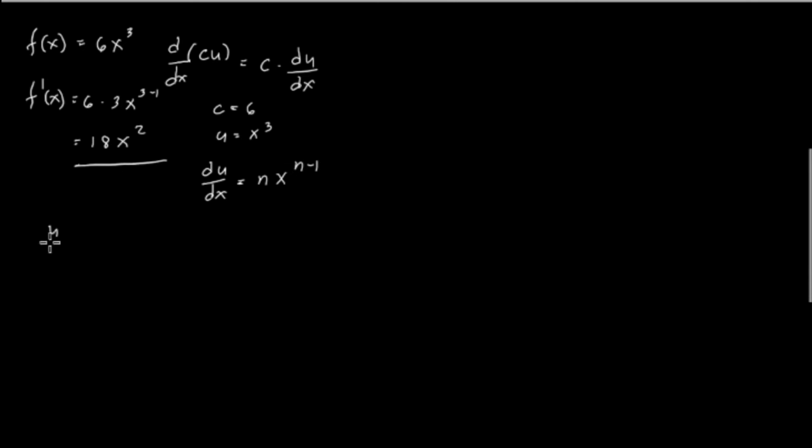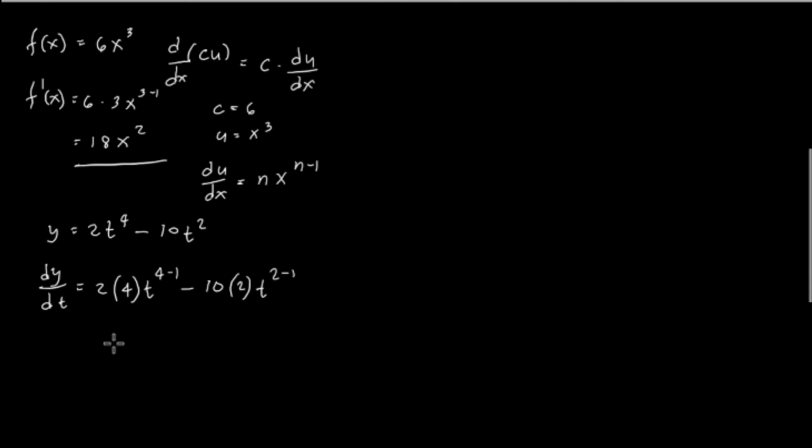Another example, y is equal to 2t to the fourth minus 10t squared. So using the constant multiple rule, the power rule, and the difference rule, derivative of y over dt is equal to, using the constant rule, so 2, and then the power rule, which is 4t to the 4 minus 1, less the constant 10 multiplied by the power rule of d over dt, 2, and t exponent 2 minus 1.